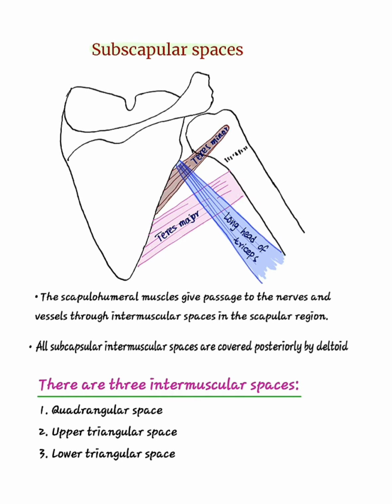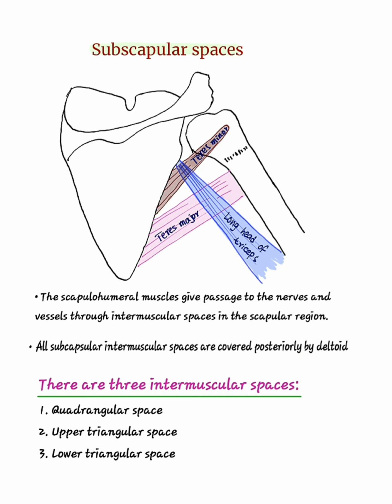In this video, we are going to learn about subscapular spaces. The scapulohumeral muscles give passage to nerves and vessels through intermuscular spaces in the scapular region. All subscapular intermuscular spaces are covered posteriorly by deltoid.